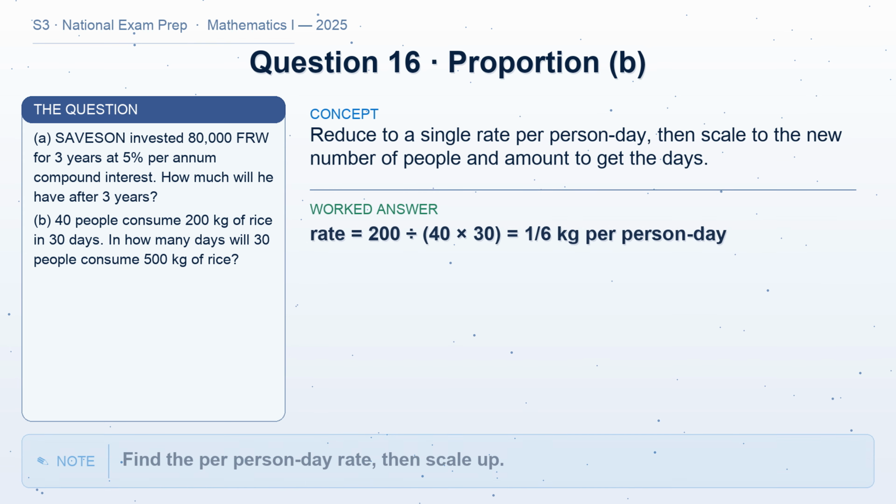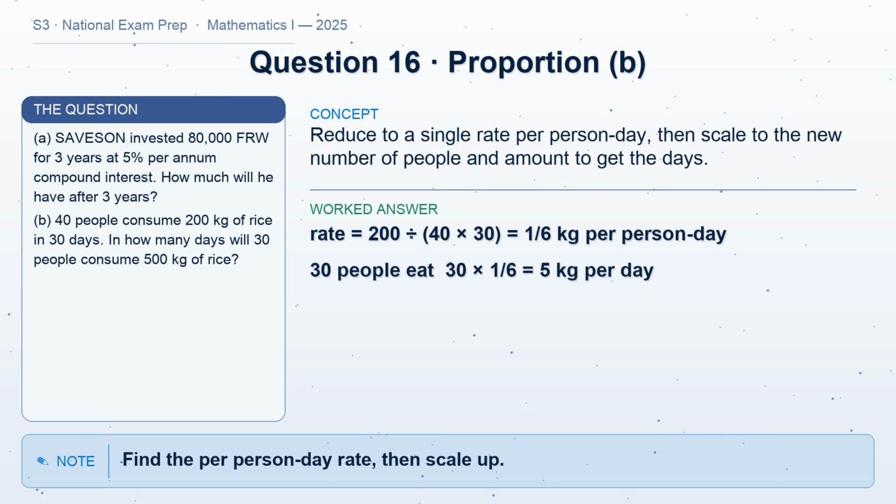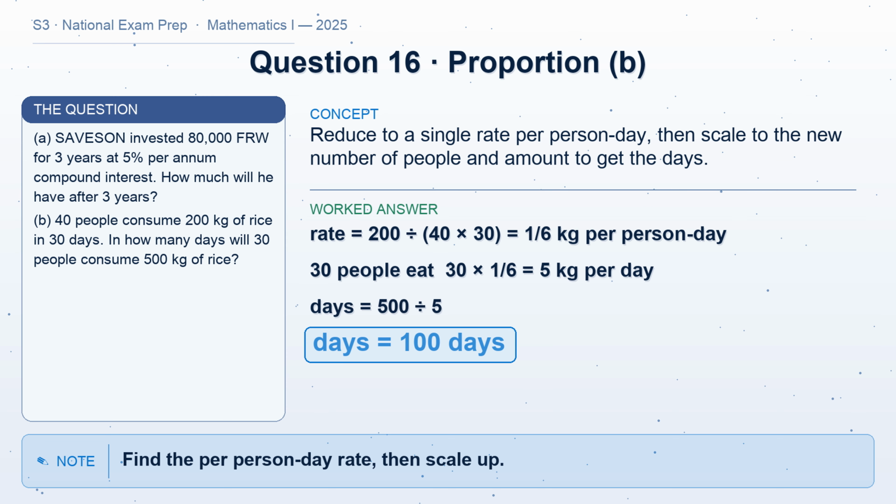The key is to find how much one person eats in one day. That rate is 200 divided by 40 people times 30 days, which is 1/6 of a kilogram per person each day. 30 people then eat 30 times 1/6. That is 5 kilograms every day. To finish 500 kilograms, divide 500 by 5. The answer is 100 days.